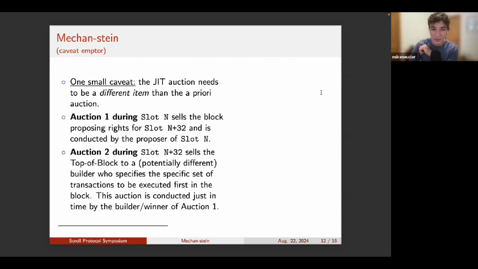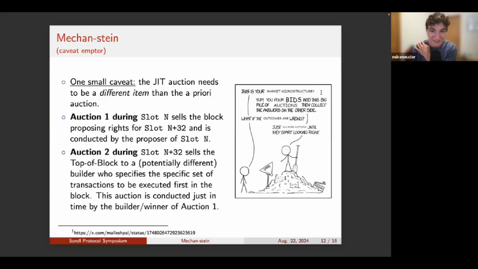So yeah, there's a great meme from Malesh, which I'll just read out. It's an XKCD. "This is your market microstructure," says the guy on the left. "Yep, we pour bids into this big pile of auctions, then collect answers on the other side." The guy on the left asks, "What if the outcomes are wrong?" And the guy on the right says, "Just add more auctions until they start looking right." So this is a meme I think more from the machine learning space, but it makes sense in this design too, because you're just layering a few auctions on top of each other. But as we'll see in the subsequent slides, there's a method to this madness, and that's trying to get at a synthesis of these multiple designs and go for multiple design goals together.